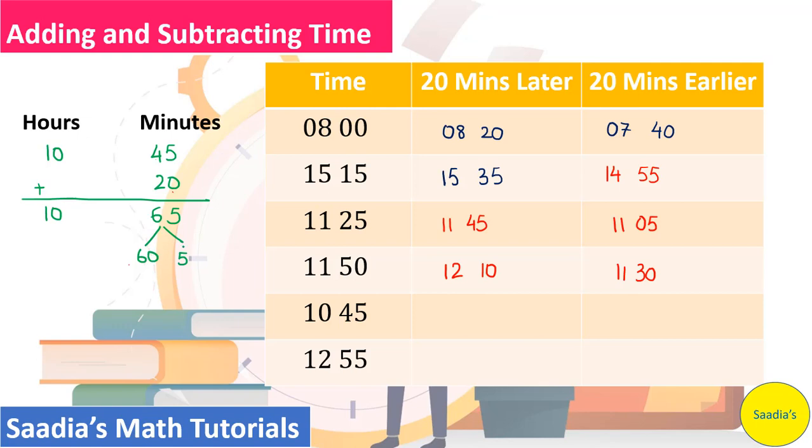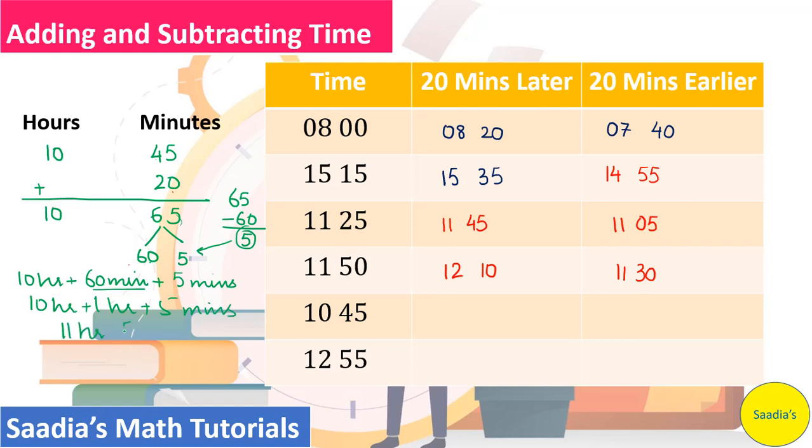If you don't know how to partition it, how to split it, simply subtract 60 from whatever number you have here. What do you get? 5. So we will write 65 as 60 plus this number, which is 5. So it means 10 hours plus 60 minutes plus 5 minutes. Now what is 60 minutes? 1 hour. So 10 hours plus 1 hour plus 5 minutes. And what is 10 plus 1 hours? 11 hours and 5 minutes. So we can write it as 11 hours and 5 minutes.